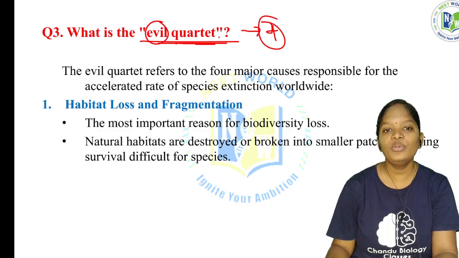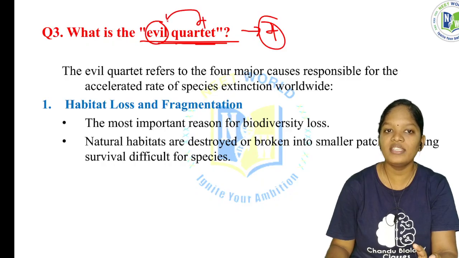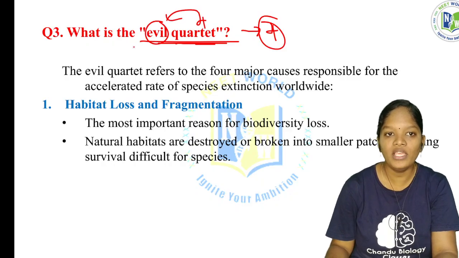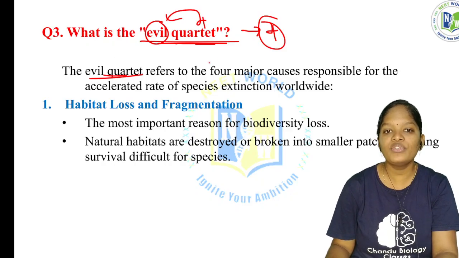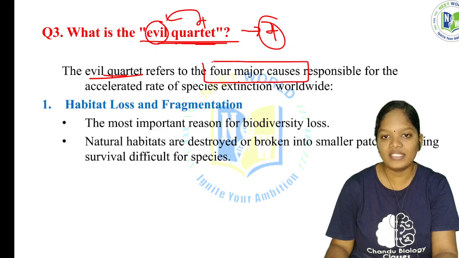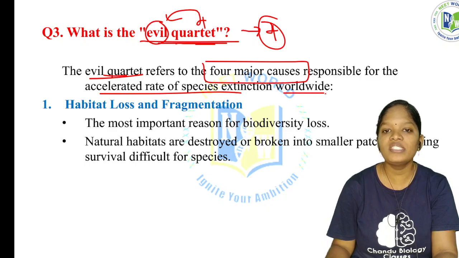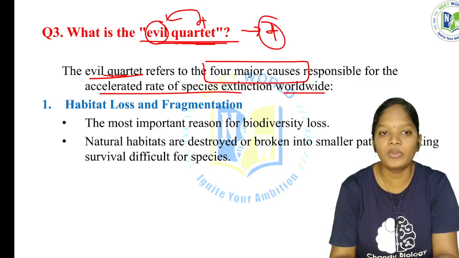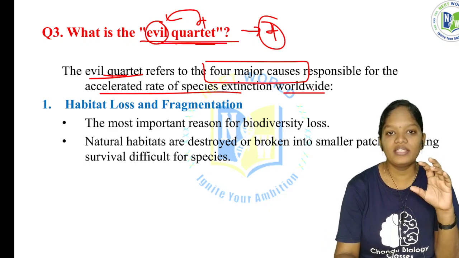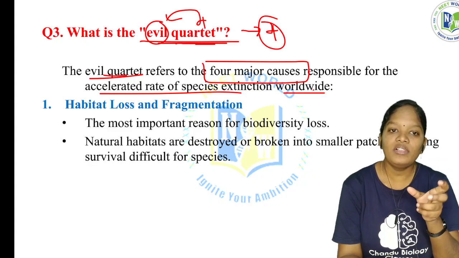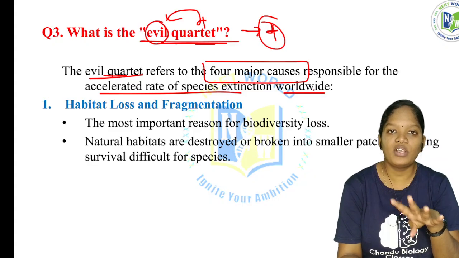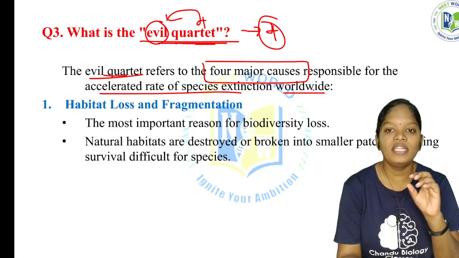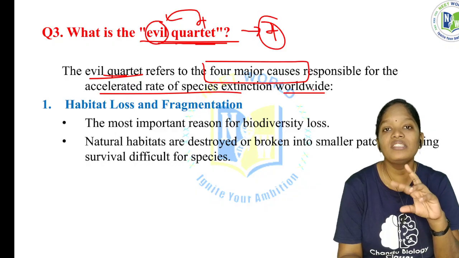Okay, so you should know four things we are considering as bad. What are all those? The evil quartet refers to the four major causes responsible for the accelerated rate of species extinction worldwide. Evil quartet means four major causes that are responsible for species extinction.